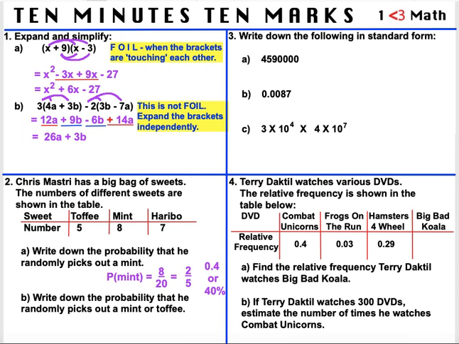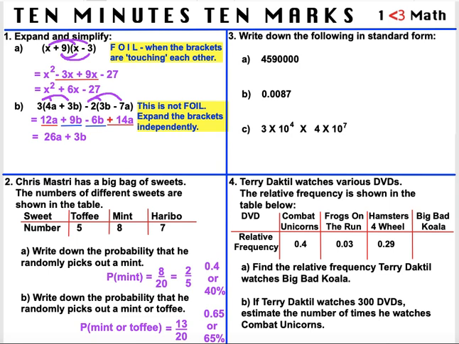So, part B. Write down the probability that he randomly picks out a mint or a toffee. So here we've got to add up mints and toffees. Mints and toffees add up to 13. So our probability is going to be 13 out of 20. That doesn't simplify. Remember, 13 is a prime number that only divides by itself and 1. But as a decimal or as a percentage, we could write 13 out of 20 as 0.65 decimal or 65%.